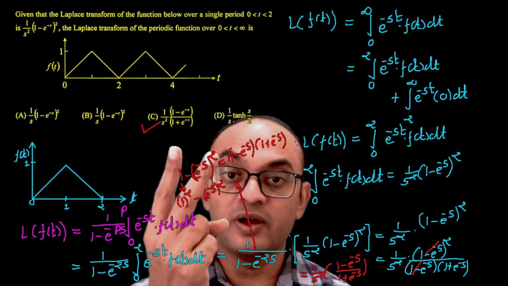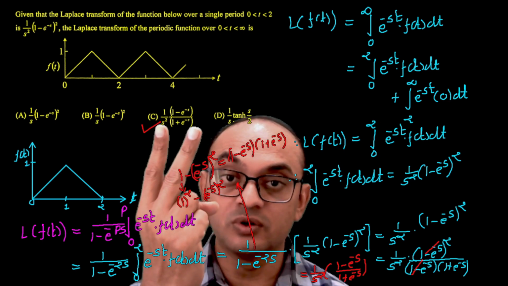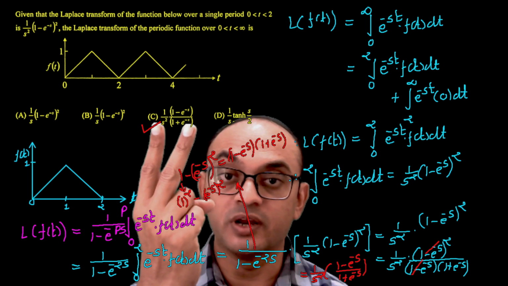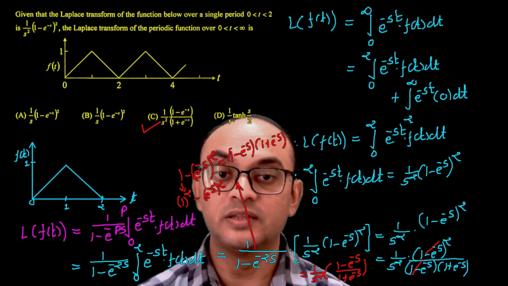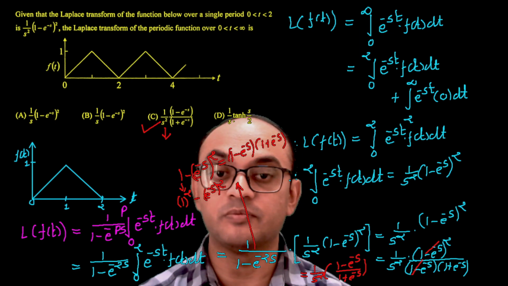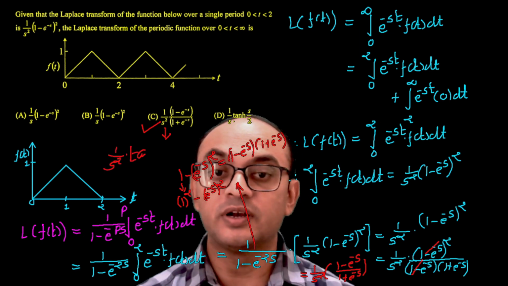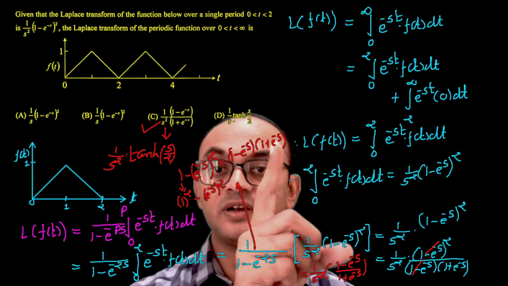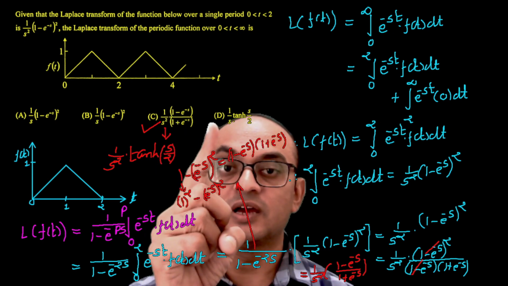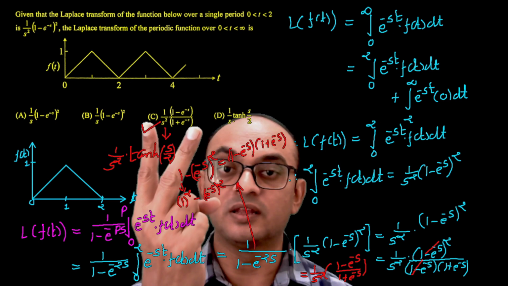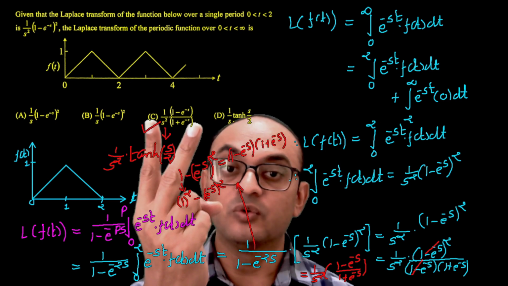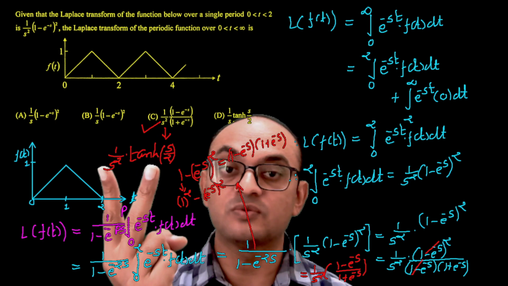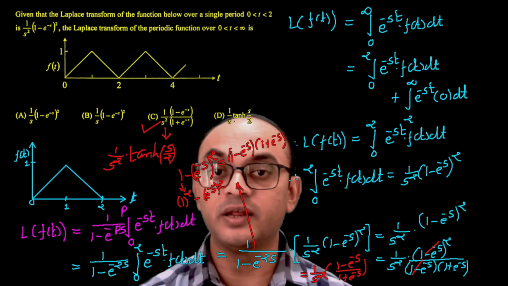So if I want to represent this quantity in terms of tan hyperbolic, then this can be represented by 1 upon s square into tan hyperbolic s divided by 2. So this is the difference between option C and option D. And so finally the correct answer is option C, which you can modify by 1 upon s square into tan hyperbolic s divided by 2.